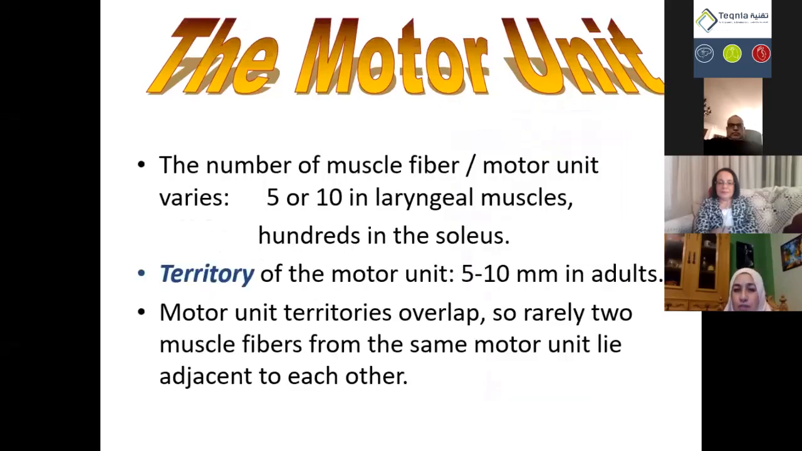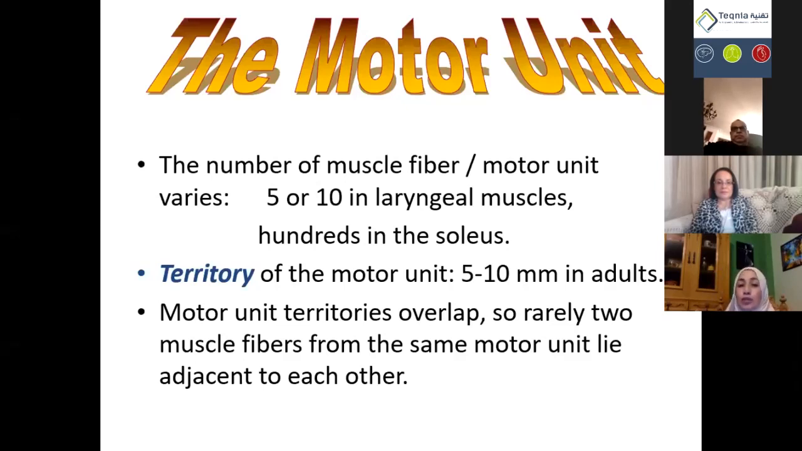The number of muscle fibers per motor unit varies according to the size of the muscle. If you have a small laryngeal muscle, the number of muscle fibers is from 5 to 10; in the huge soleus muscle, which carries our weight, it will be hundreds of muscle fibers. The territory of the motor unit is about 5 to 10 millimeters. What do we mean by territory? If we draw a circle with a diameter of 5 to 10 millimeters, about half to 1 centimeter, the number of muscle fibers within this circle is called the territory.